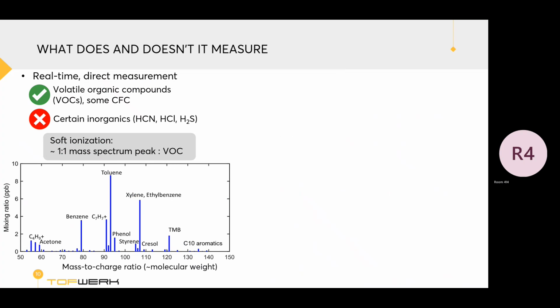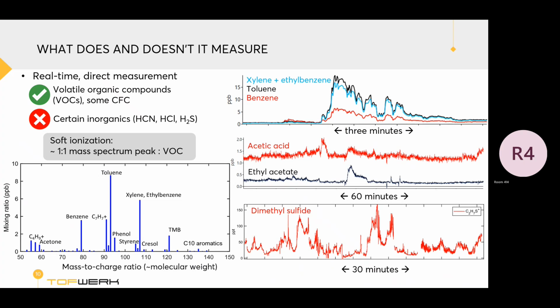So the instrument measures volatile organic compounds in air. This is a real-time direct measurement. Each observed peak that we see in the mass spectrum corresponds to one or more VOC molecules, including commonly measured ones. The time scale of the measurement is fractions of a second, so we can get a really good map of where we're moving.